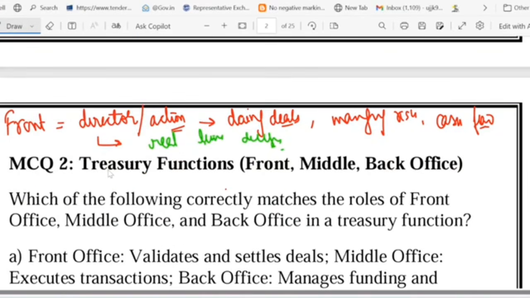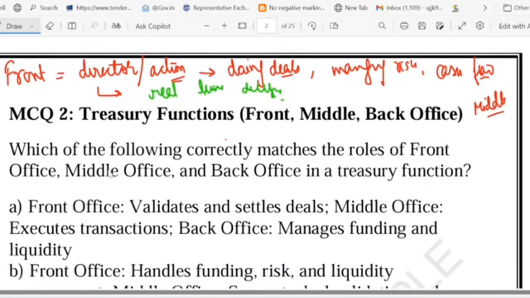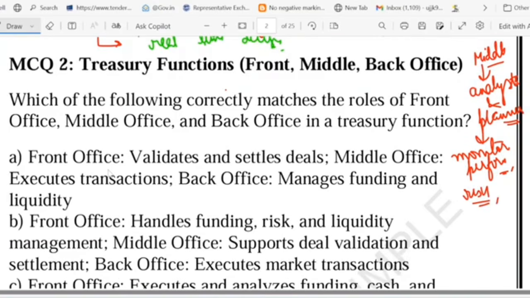Now, after that comes the middle office. Who is the middle office? The middle office are the analyst and the planner. In terms of movie production, you can think of them as the analyst and the planner. So what do they do? They monitor the performance of each and every cast and crew. They check the risk. They create reports. Risk checking is also their part. Here we are also managing risk, but here they are checking the risk. And then report creation they have to do.